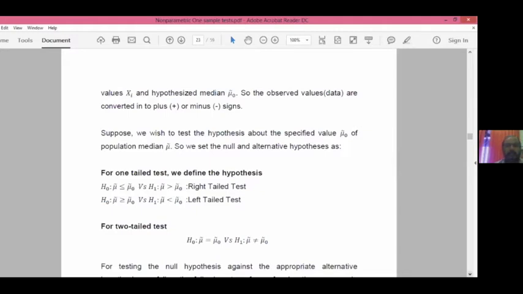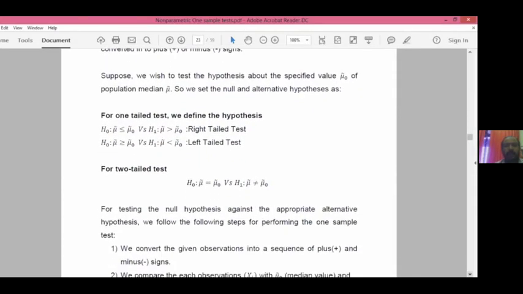And for the two-tail test we have H0: mu curl is equal to mu naught, against H1: mu curl is not equal to mu naught. This is the hypothesis we have to define. We must define the hypothesis because our ultimate aim is to verify the assumptions about a population, whether they are true or false. We have to check.